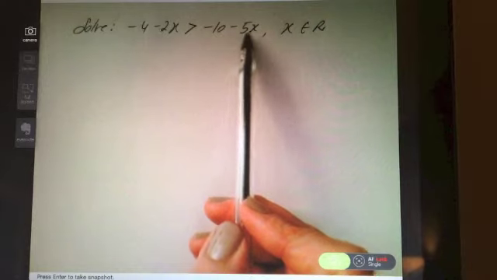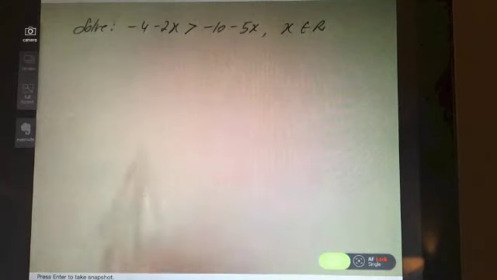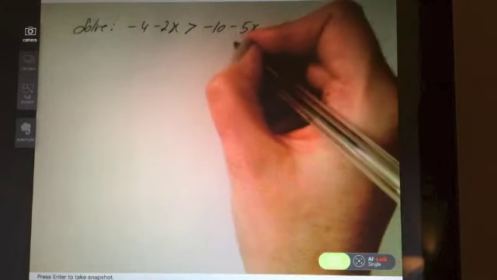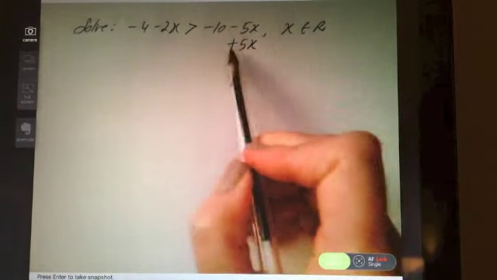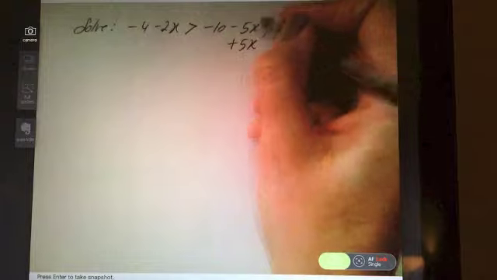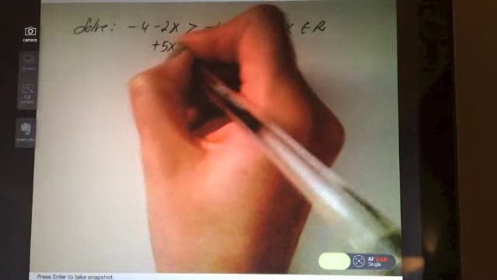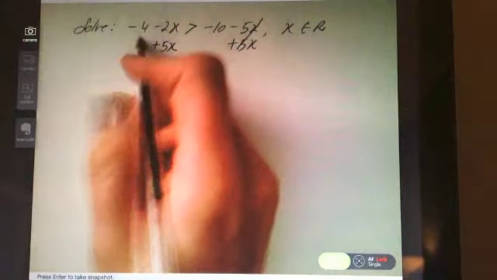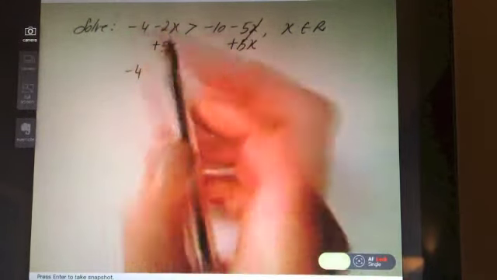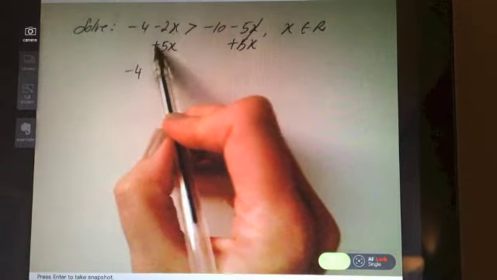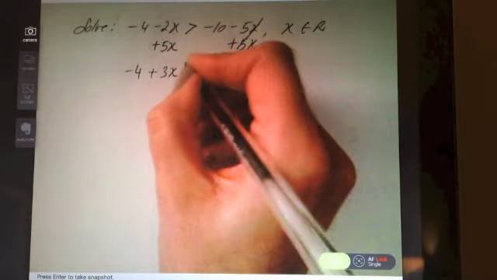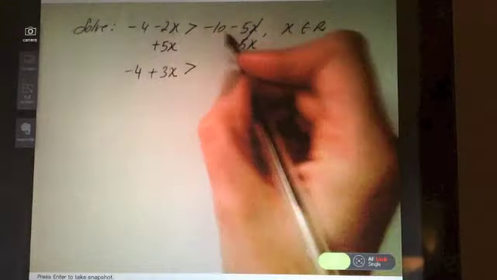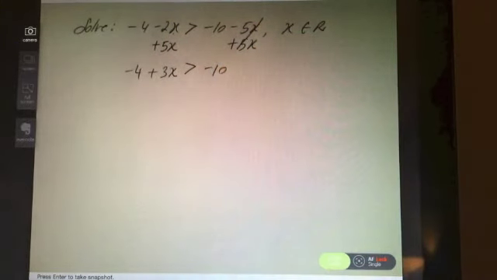So the easiest thing for me to do here would be get rid of minus 5x by adding 5x. Minus 5x, add 5x is nothing, so it's gone. So if I add 5x to that side, I'm going to add 5x's to that side. So what does that leave me with? Well, the minus 4 is still there. Minus 2x, add 5x is a positive 3x. The inequality sign is greater than, and minus 10 is left on the right hand side.